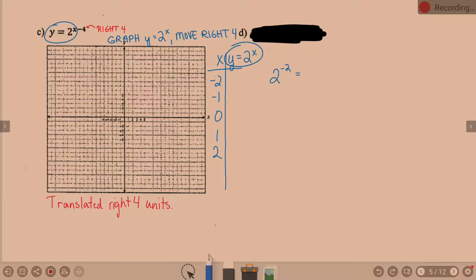How do I deal with 2 to the negative 2? Negative exponent goes to the denominator, right? So 2 to the negative 2 becomes 1 over 2 to the positive 2. What is 1 over 2 to the positive 2? That is 1/4.